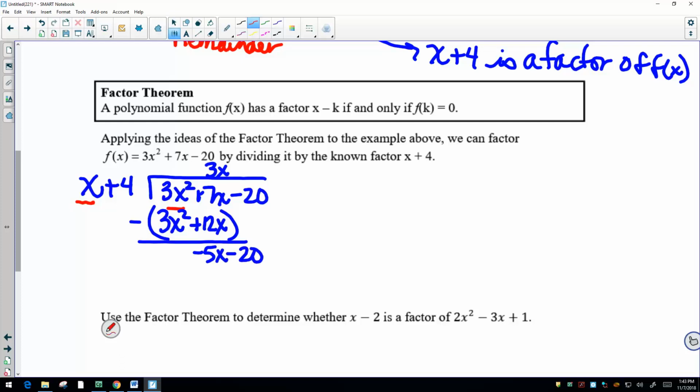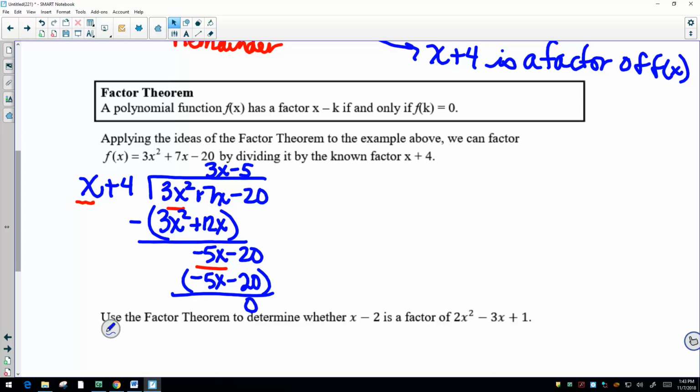So x times what gets me negative 5x? So we have a negative 5. If we multiply through, so this gets me a negative 5x. Negative 5 times 4 is a negative 20. And when we subtract, we get no remainder.